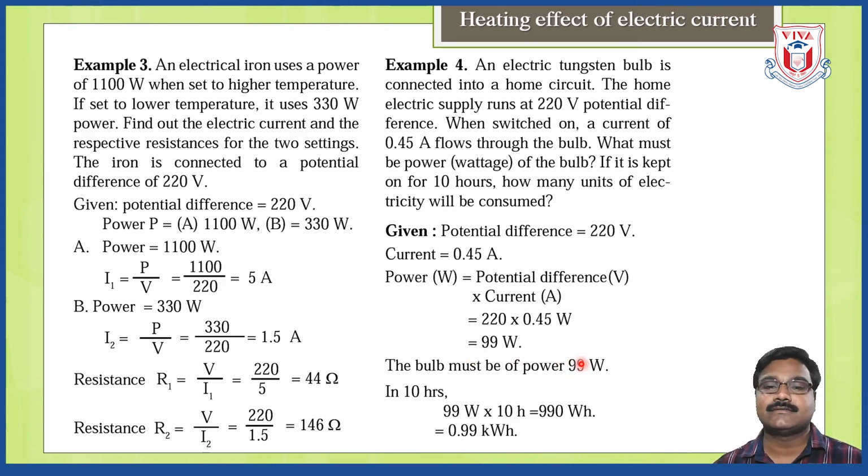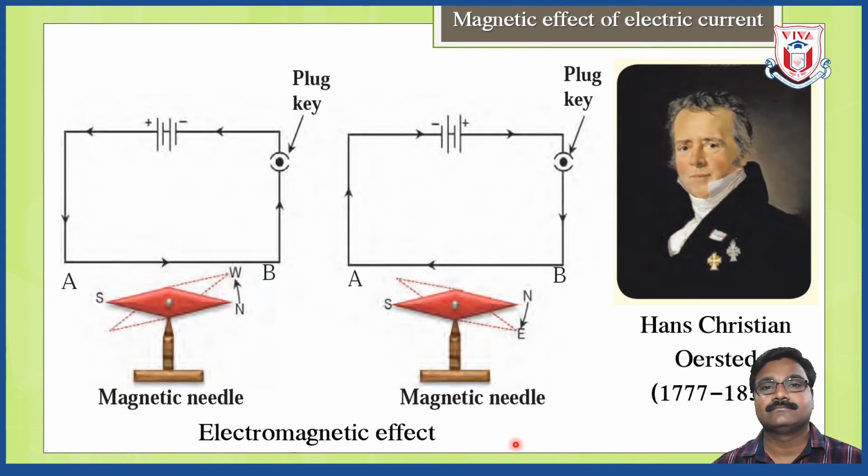In 10 hours it will use 99 watt into 10 hours of electricity, which is 990 watt hour, nothing but 0.99 kilowatt hour, because we measure electricity in unit kilowatt hour. One unit is 1 kilowatt hour, and to convert watt hour into kilowatt hour we have to divide 990 by 1000 and we will get 0.99 kilowatt hour. Now here we have seen heating effect of electric current.